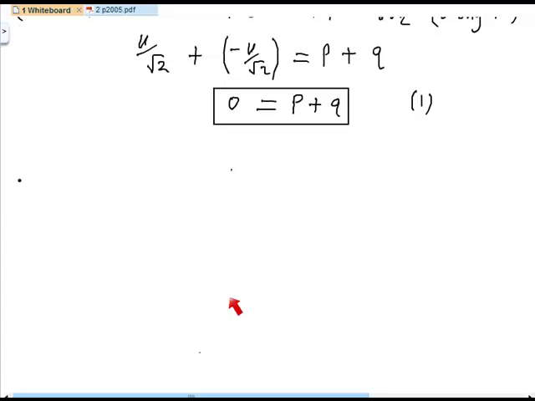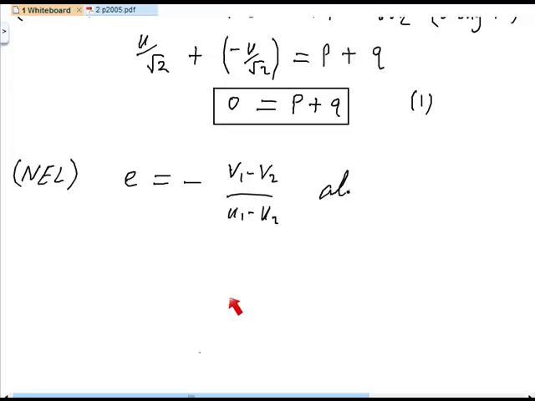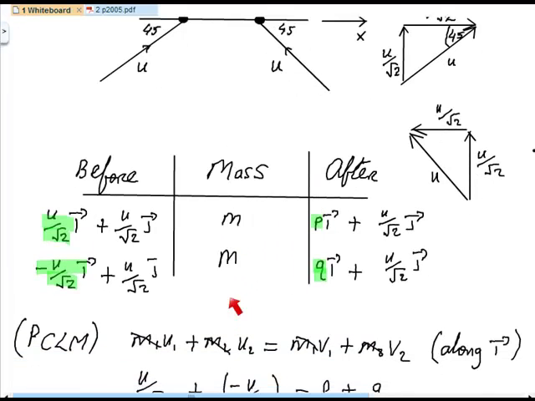Next equation we use is Newton's experimental law, NEL for short. E is equal to minus V1 minus V2 over U1 minus U2. And again, this is along the I direction only. We fill it in. This gives us E is minus V1 minus V2. We get these from the table.